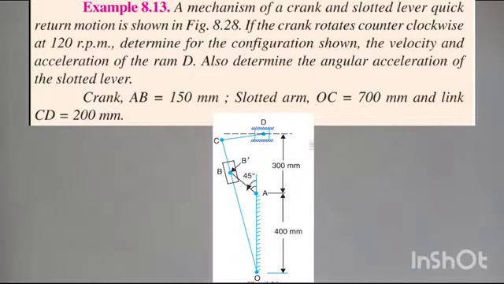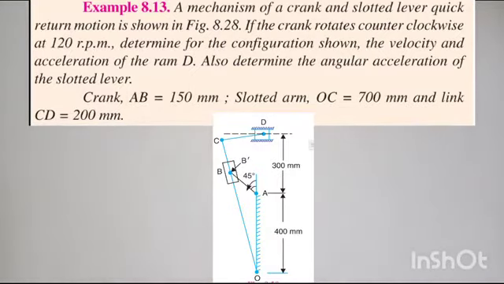Now I will take a problem to explain how the Coriolis acceleration comes in the velocity and acceleration diagram. This is the example problem in R.S. Khurmi, page number 211, example 8.13. A mechanism of a crank and slotted lever quick return motion is shown in the diagram. If the crank rotates counterclockwise at 120 rpm, determine, for the configuration shown, the velocity and acceleration of the ram D, and also the angular acceleration of the slotted lever. The crank AB is 150 mm, slotted arm OC is 700 mm and the link CD is 200 mm. The diagram is given in the question.